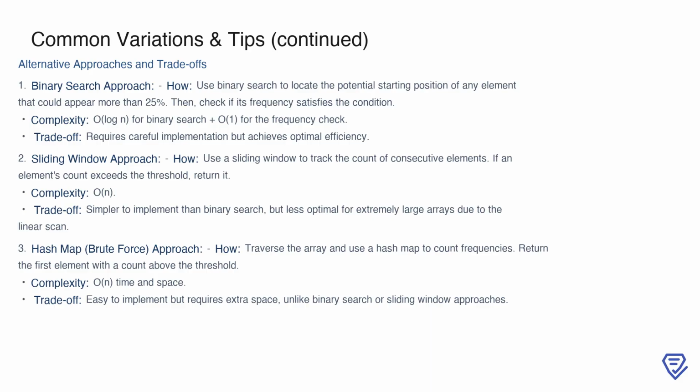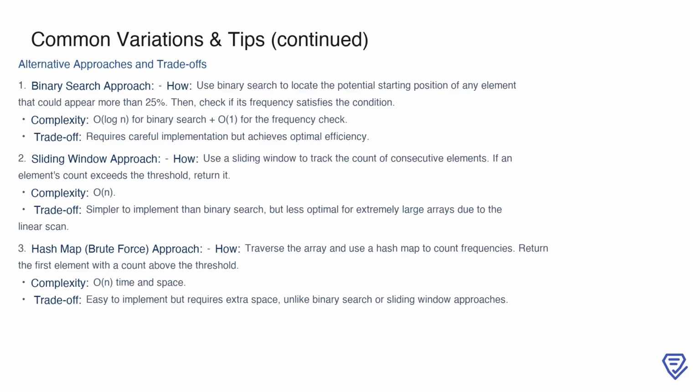To solve this problem, you can explore several alternative approaches, each with its advantages and trade-offs. The binary search approach involves locating the potential starting position of any element that could appear more than 25% of the time. Once found, you verify whether its frequency meets the condition. This method is highly efficient, with a time complexity of O(log n) for the binary search step, plus O(1) for the frequency check. However, it requires careful implementation to ensure correctness.